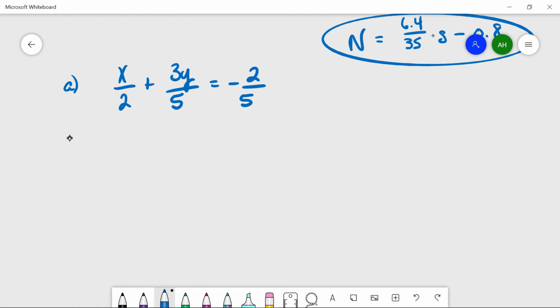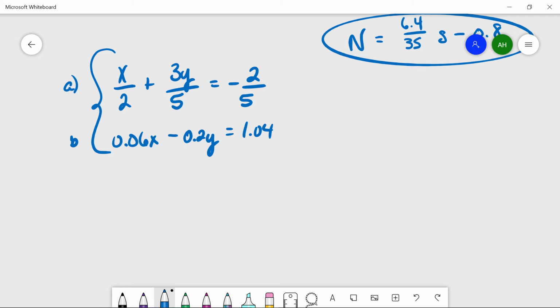All right. And then equation B is going to be 0.06x minus 0.2y equals 1.04. Okay, and I've got this system of equations here. All right, and we want to solve that. Okay, so what we want to do, we want to eliminate the fractions, we want to eliminate the decimal points, and then we can start comparing things.